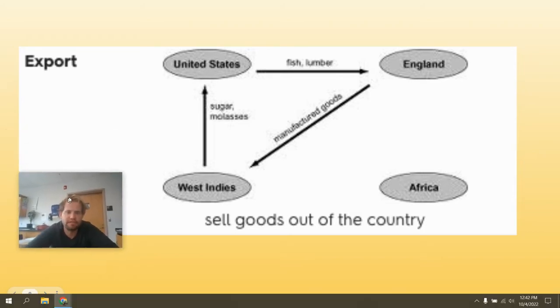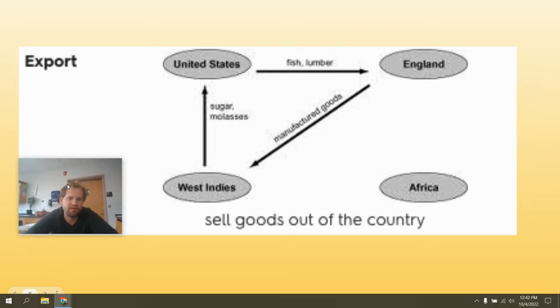Export. Export is selling goods out of the country. Here we have an item going along for our trades. We have fish and lumber going from the United States to England. England is exporting manufactured goods. So if they're taking in the lumber, one of the things they're often doing with that is creating it into ships. And that lumber then is sent out and going to the West Indies, and the West Indies are exporting sugar and molasses to the United States.